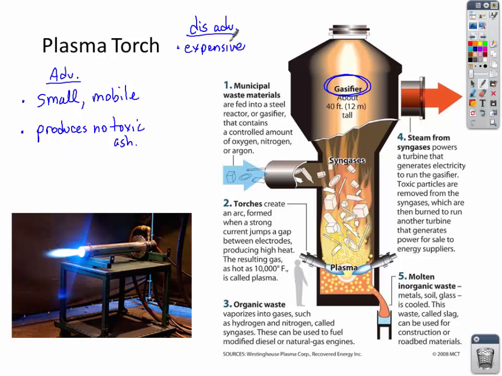And this is probably the one reason why it's not used more commonly than it is. It does produce a bit of greenhouse gases. It can release particulates, and it does vaporize toxic materials. So this is a relatively new technology that's being used more and more, but it is expensive, the plasma torch.